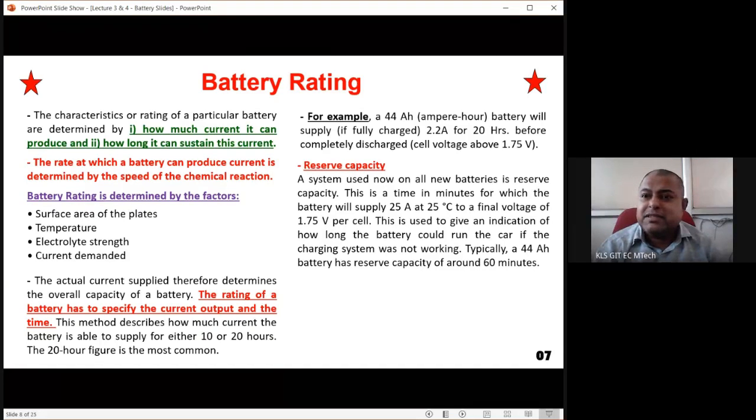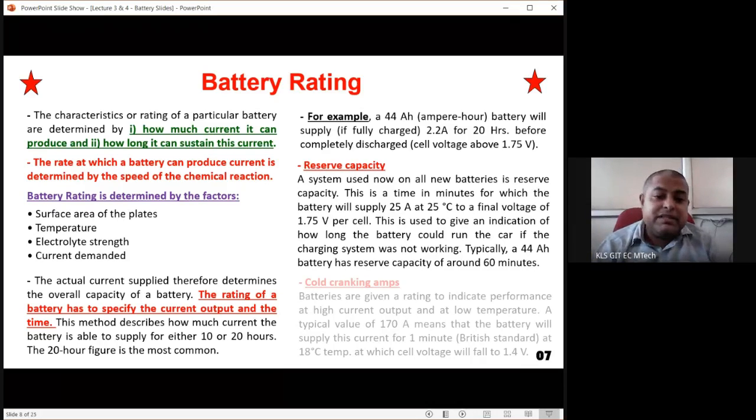Reserve capacity means the same battery, but we are not running it for 20 hours. We do an accelerated test of whether it can supply very high current for a small amount of time. Yes, it can. And how do we test the reserve capacity? With the cell at 2 volt fully charged, if you can extract 25 ampere from it at 25 degrees centigrade for 1 hour, and after that the battery comes to the discharge state, what is the discharge voltage of the battery? 1.75 volt per cell. Then we can say it has a good reserve capacity.